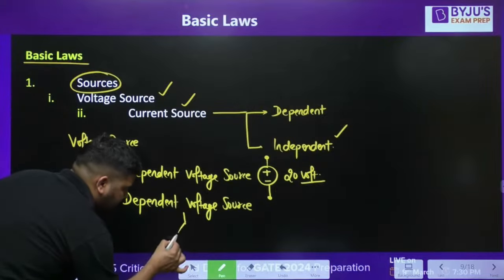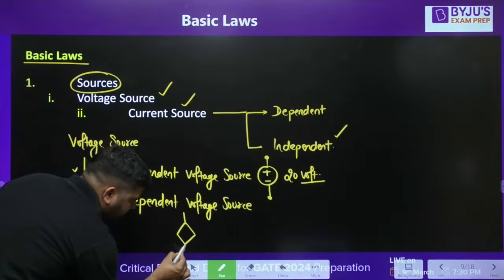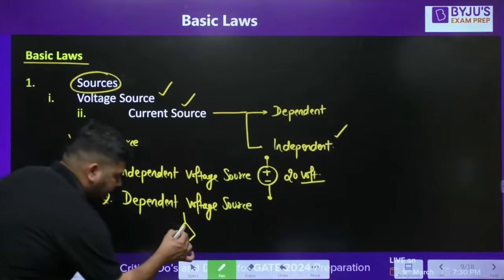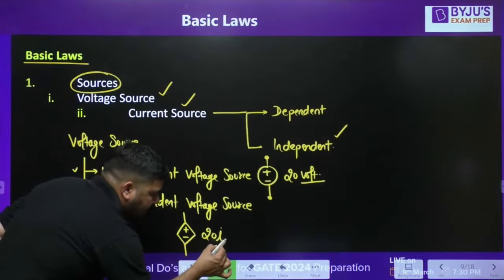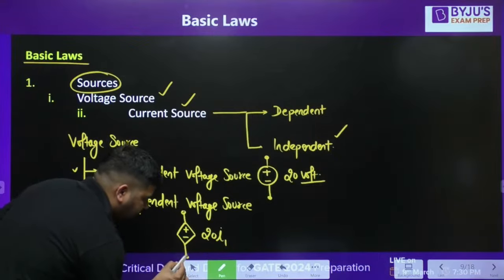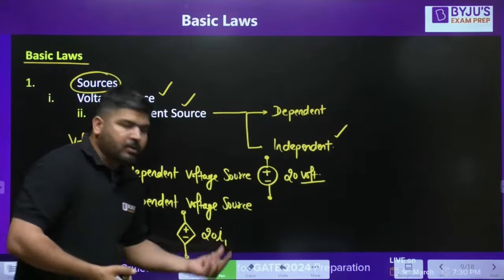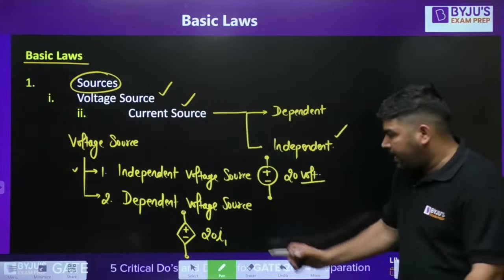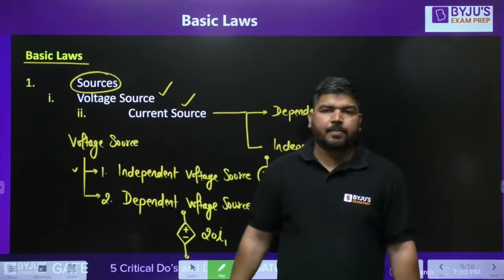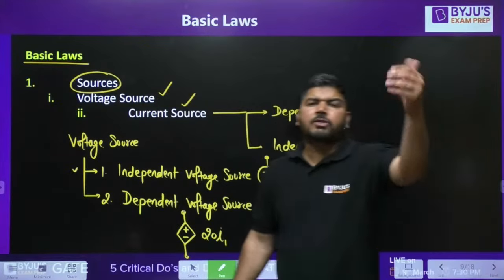Now look at this dependent voltage source. A dependent voltage source can be shown in the diamond shape. It will be like this, with plus minus, and its value is dependent on some parameter. Let's say it is dependent on I1. It can be dependent on current or voltage. Now what is this I1 current? I1 is some branch current.